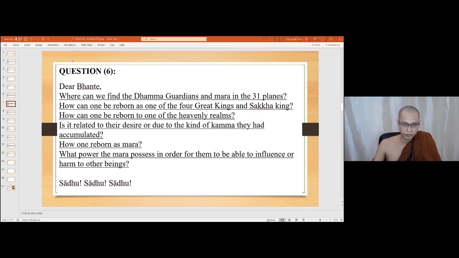So the sixth question is, where can we find the Dharma guardians and Mara in the 31 planes?